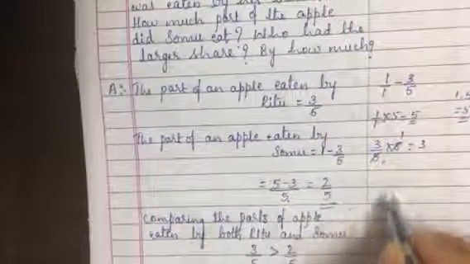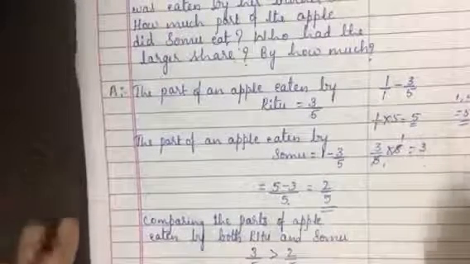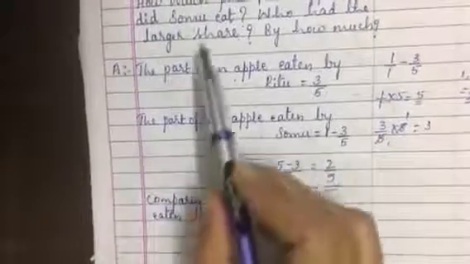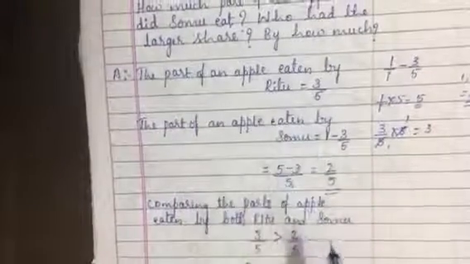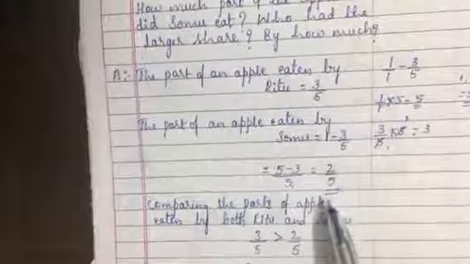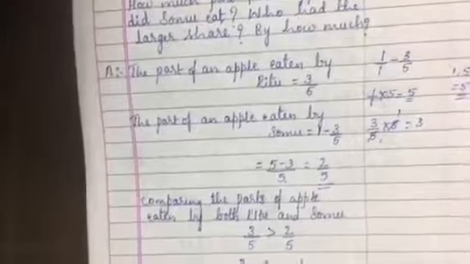If you work it out also, no problem, or you can answer it orally. This is an orally answered problem, children. Comparing the parts. Now what do you have to do? How much part of the apple did Somu eat? So Somu ate how much? 2 by 5 part of the apple. Next, after that, what do you have to do? Who had the larger share?